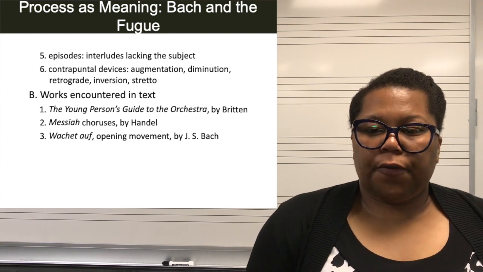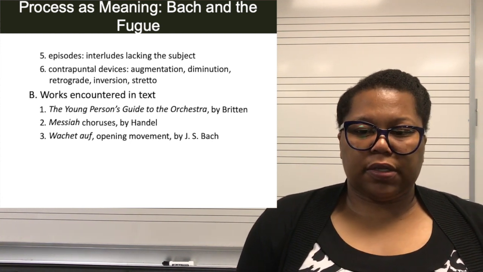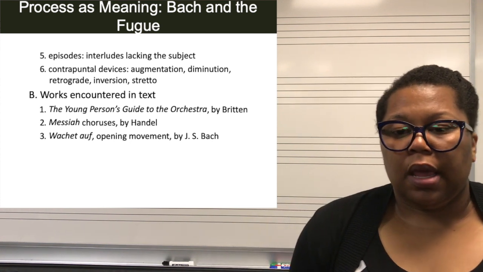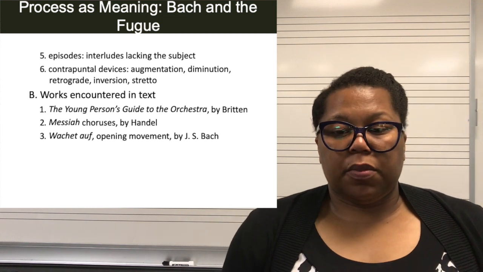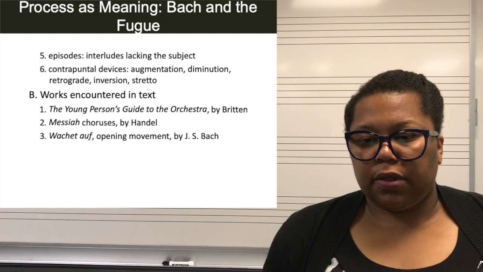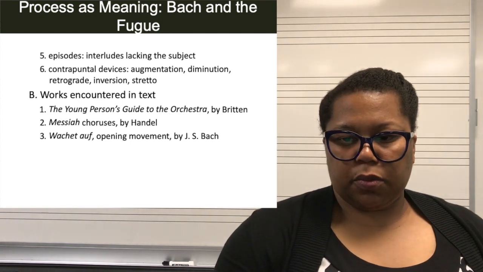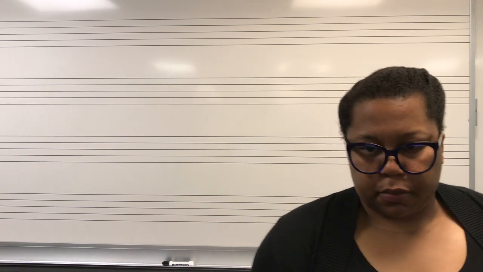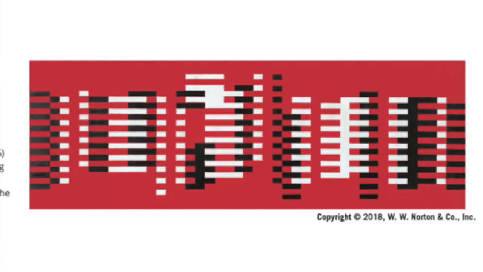All right, so then we have works encountered in the text. Our first example of the fugue so far this semester is the Young Person's Guide to the Orchestra. We've also had the Messiah choruses by Handel, and then Wachet auf, the opening movement by Johann Sebastian Bach. And remember, the Young Person's Guide to the Orchestra was by Benjamin Britten. Here we have a picture of Josef Albers' Fugue, with interlocking and parallel lines that resemble the polyphonic textures of the fugue.